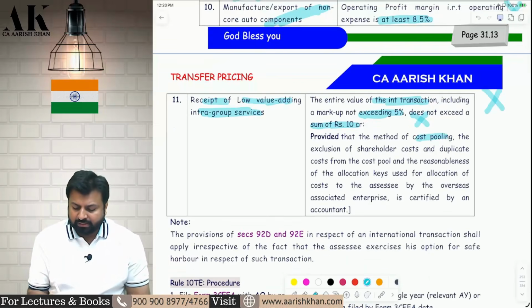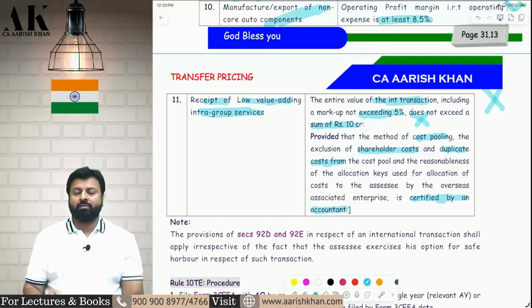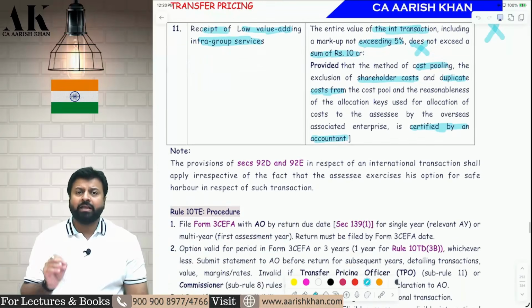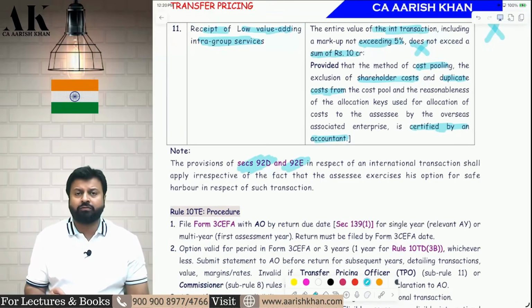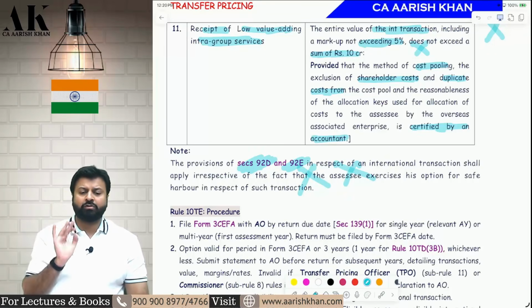Further, the cost and the exclusion of the shareholder cost and the ESOP cost, all this will be certified by an accountant, and they have also defined the word accountant. I am not getting into the definition of that. I have explained that to you in class if you remember. Now last but not least, I have told you that if you want to follow transfer pricing safe harbor rule, then you have to maintain documents as per 92D and you have to also fill form 3CEB in 92E. You will not get relaxation from these two sections. Even if you are opting for safe harbor, you have to follow this.